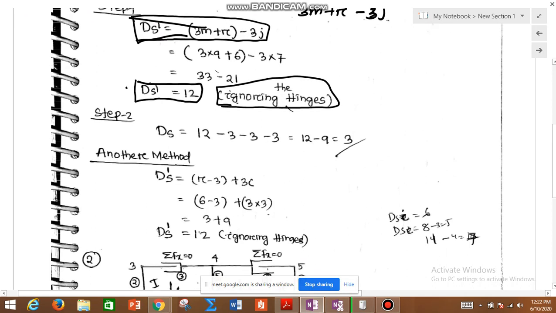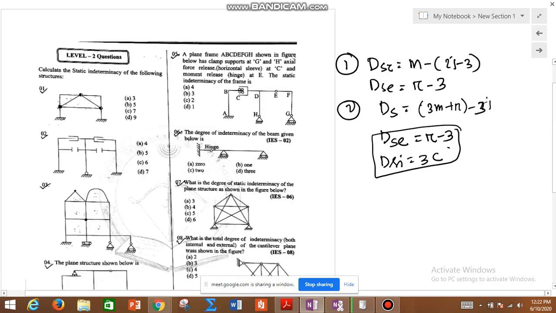So this is what we have to do. This is 12, minus 3 for this m minus 1, another joint m minus 1, and this is m minus 1. All of these you have to deduct. So 12 minus 3 minus 3 minus 3, the final is 3. So the correct answer for this question will be 3.